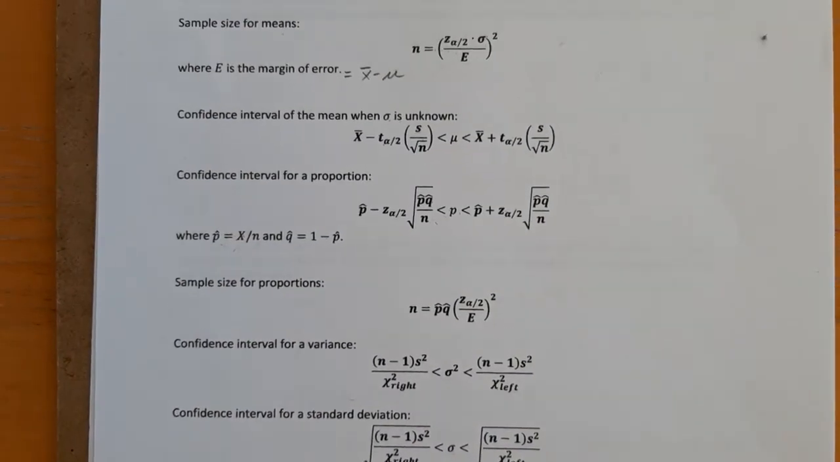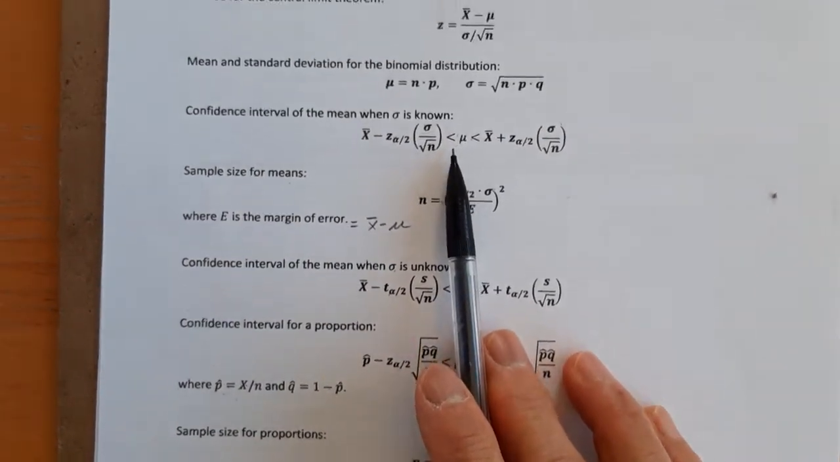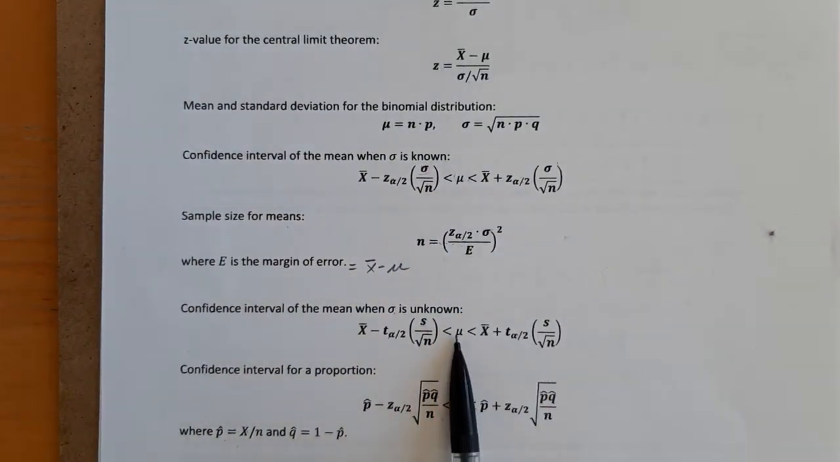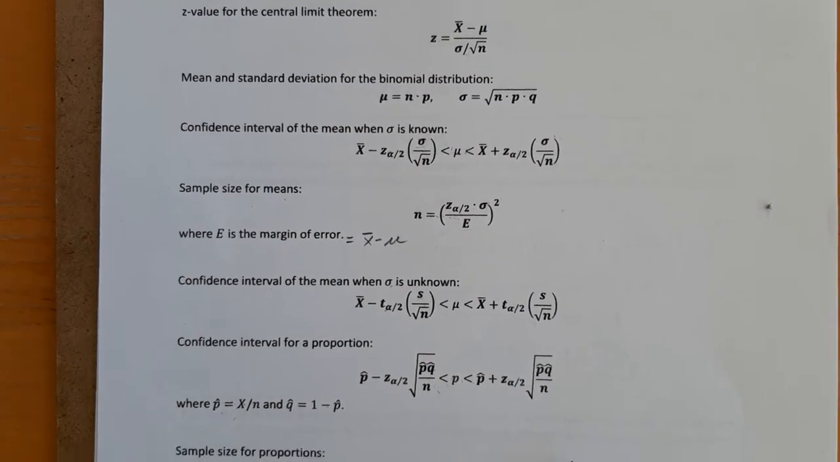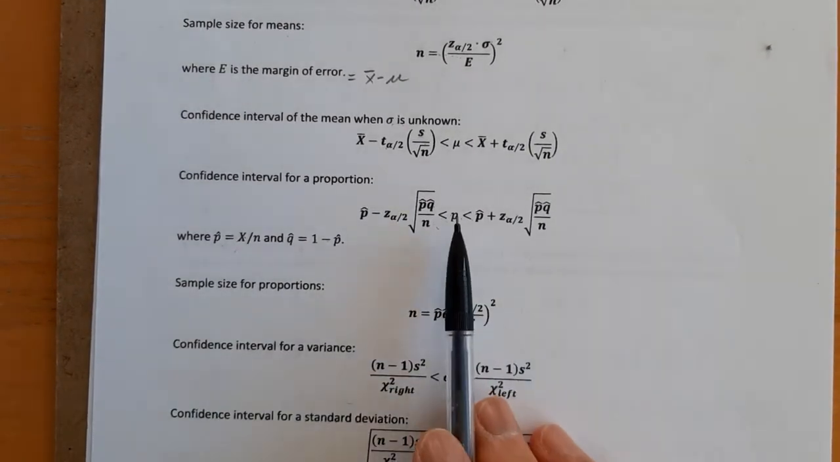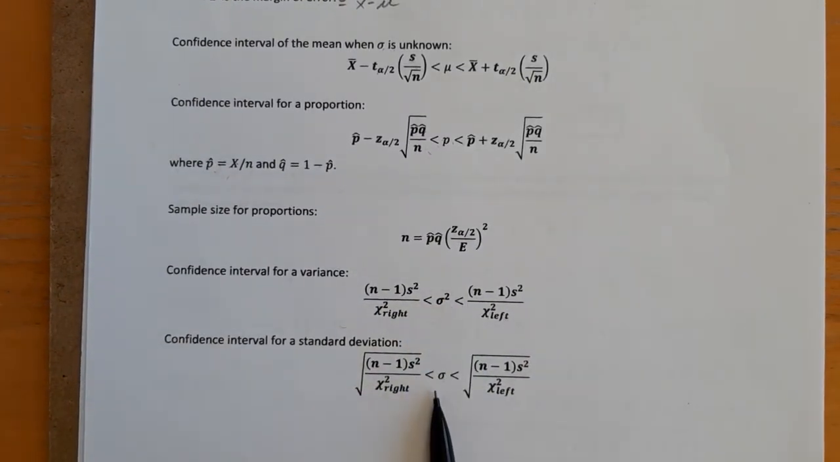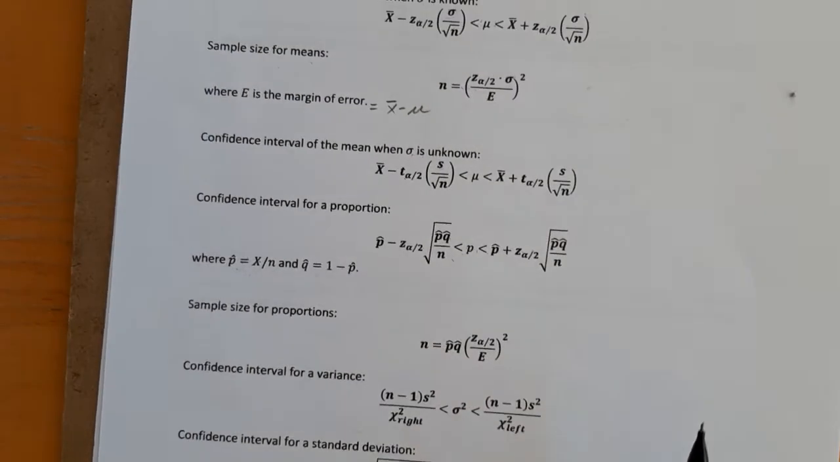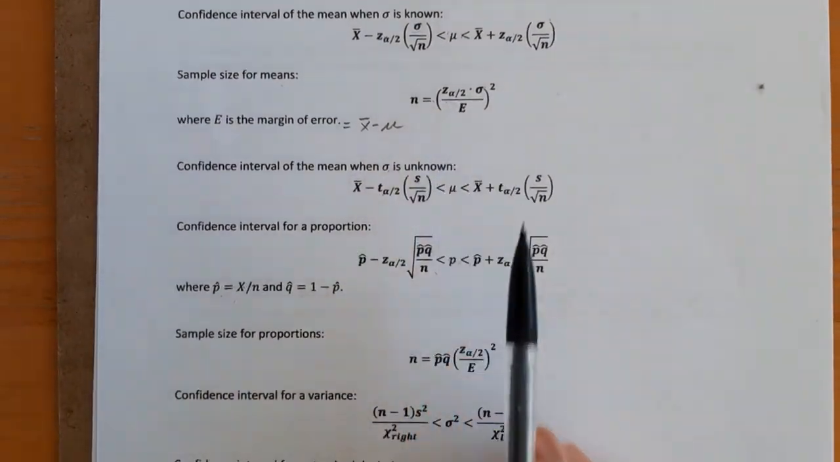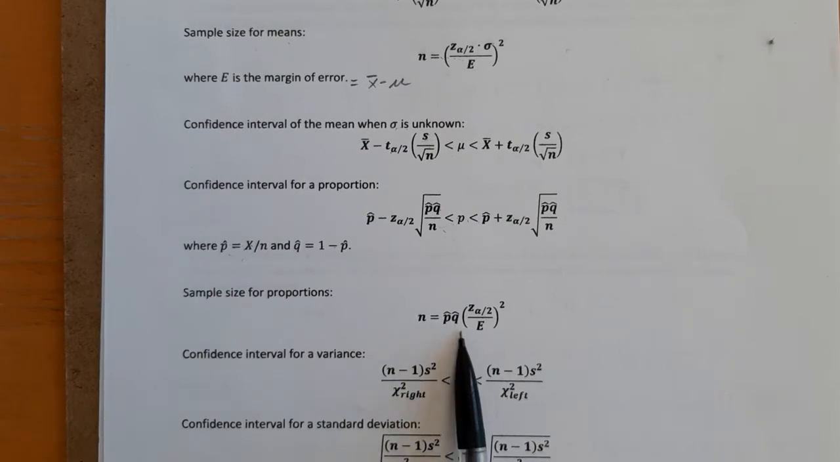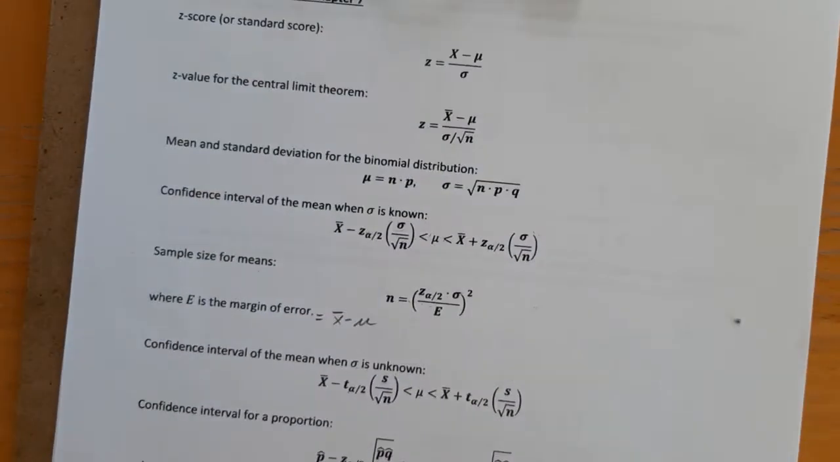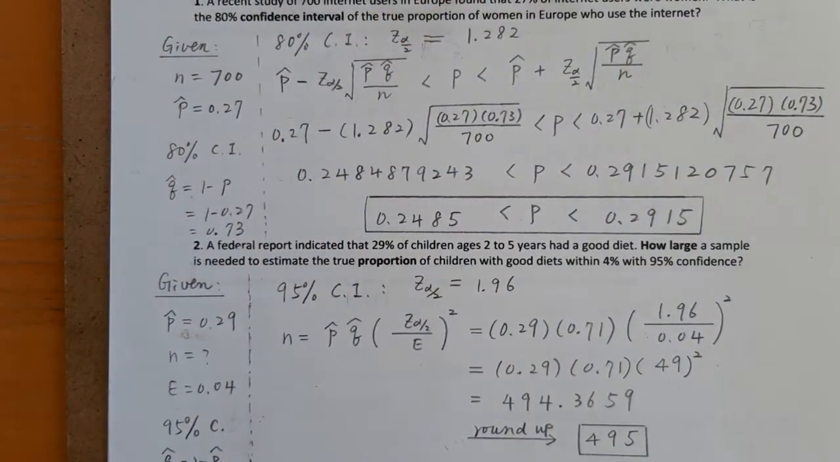So we have a confidence interval for the mean, sigma known and sigma unknown, confidence interval for the proportion, confidence interval for variance and standard deviation, sample size for the mean, and sample size for the proportion. Those are the formulas used in chapter 7. Next, first question.